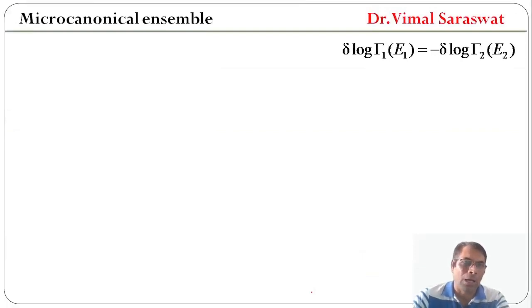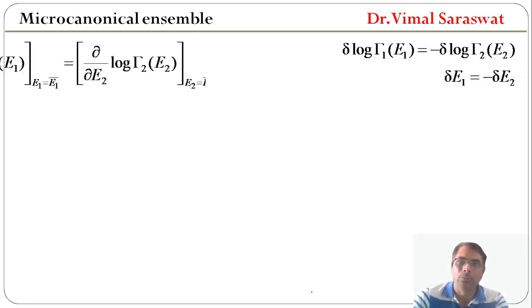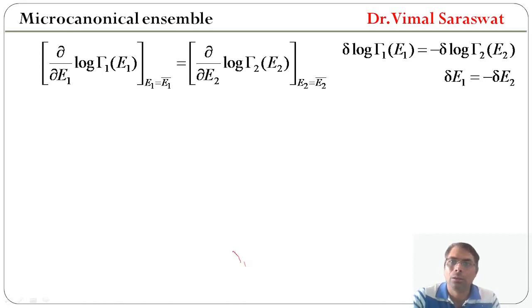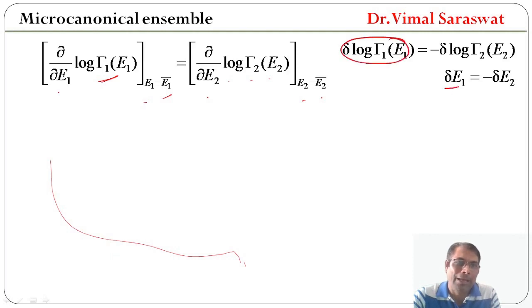Now, δ log γ1(E1) equal to minus δ log γ2(E2), and δE1 equal to minus δE2. So, ∂/∂E1 of log γ1(E1) at E1 equal to E1 bar is equal to ∂/∂E2 of log γ2(E2) at E2 equal to E2 bar. So, we divide this relation by δE1, and this is with minus δE2, and we get this result.